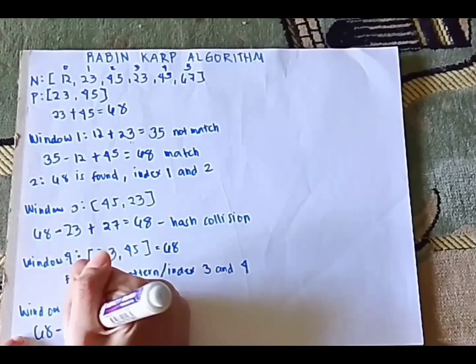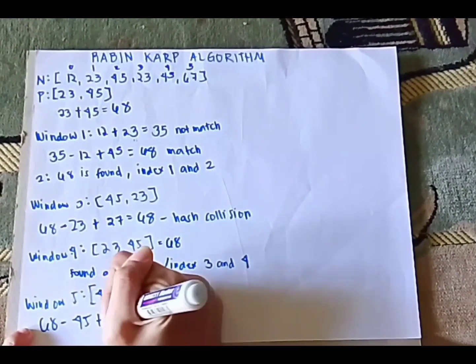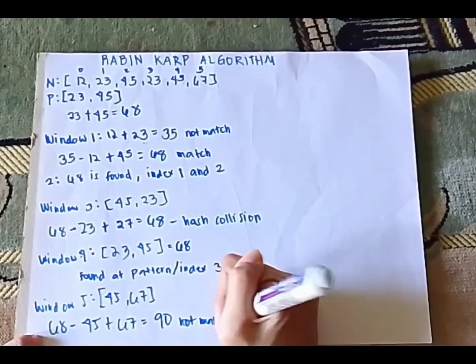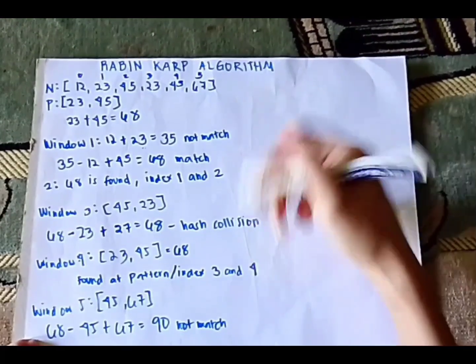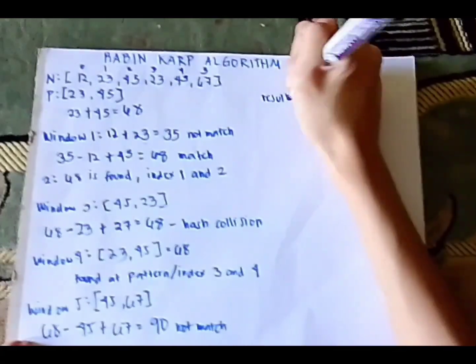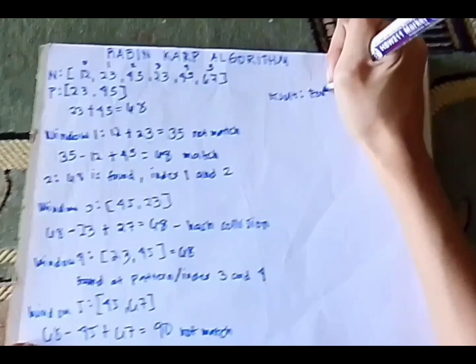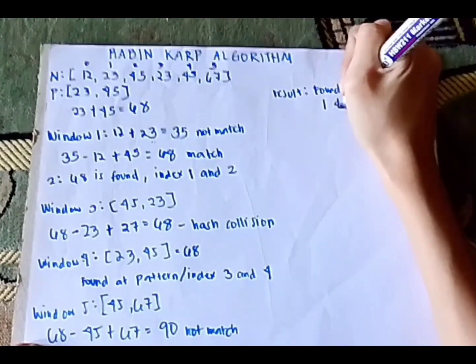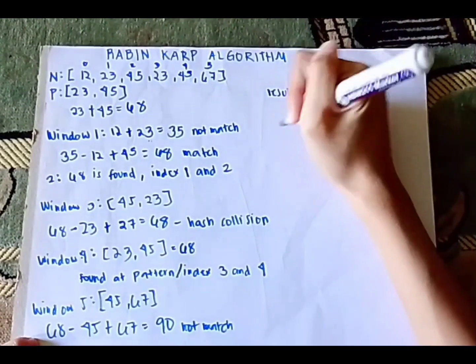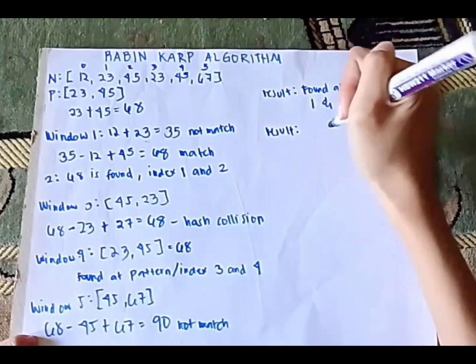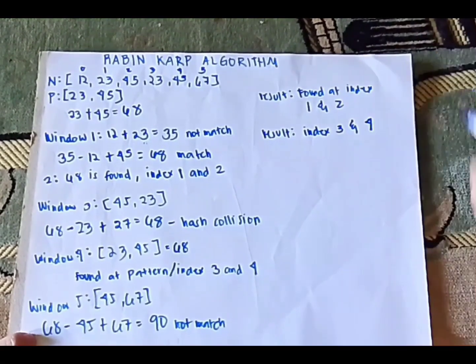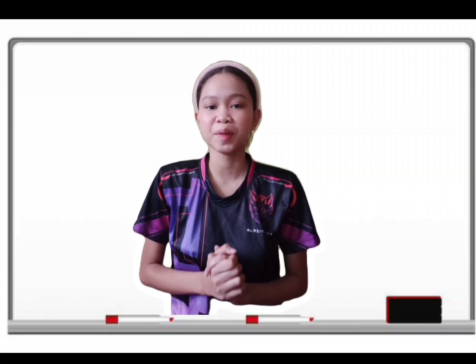So now let's go to our window 5. Let's check if the result is 68. So the result is 90 and not matched with our hash function. So let's confirm again the result. The first match is found at index 1 and 2, and our second result is found at index 3 and 4.